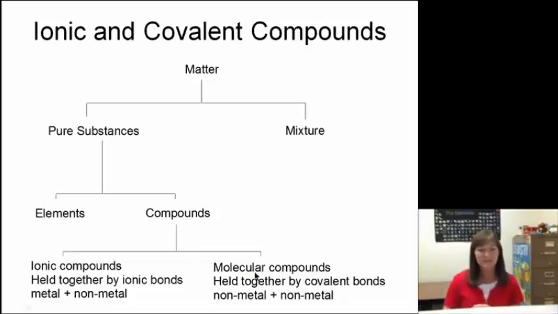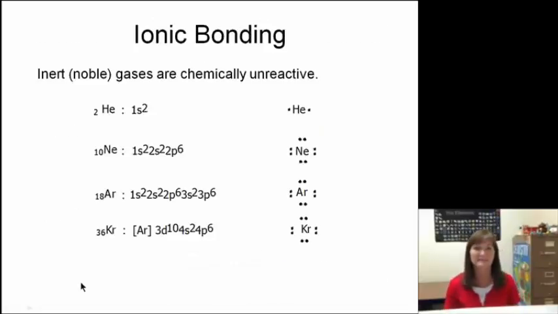Going to this side of the flow chart, the molecular compounds or covalent compounds are held together by covalent bonds, and they are usually a nonmetal bonded to another nonmetal. So we're going to talk about these when we get to part B, the next video. We're going to focus this video on the ionic compounds.